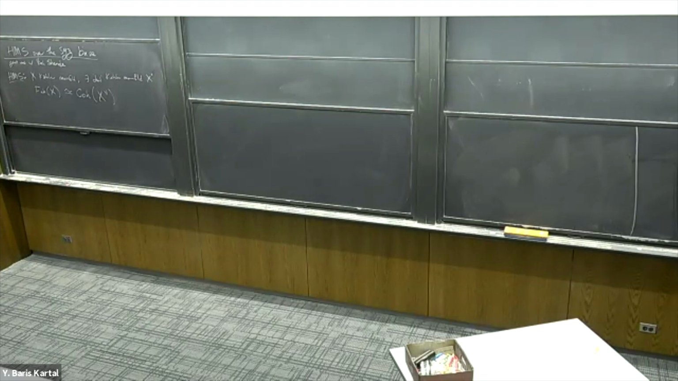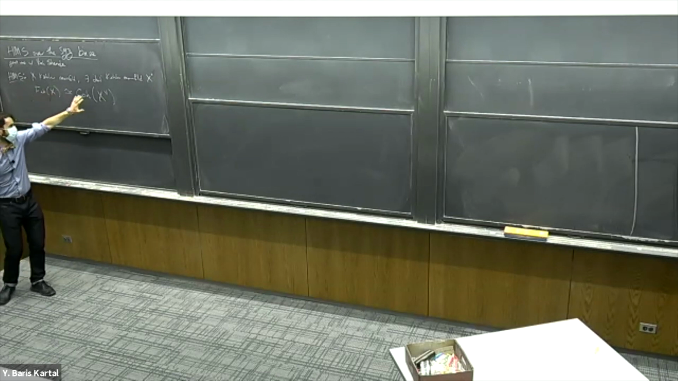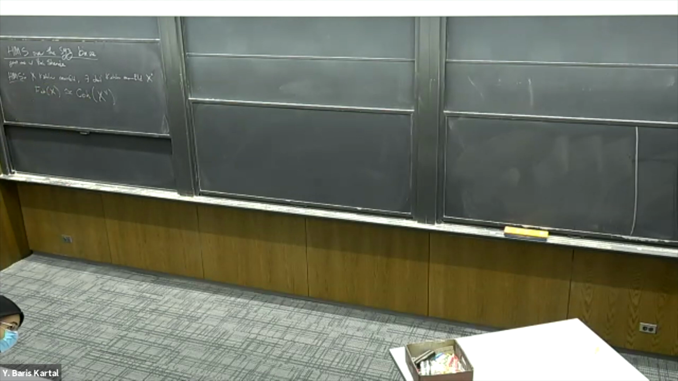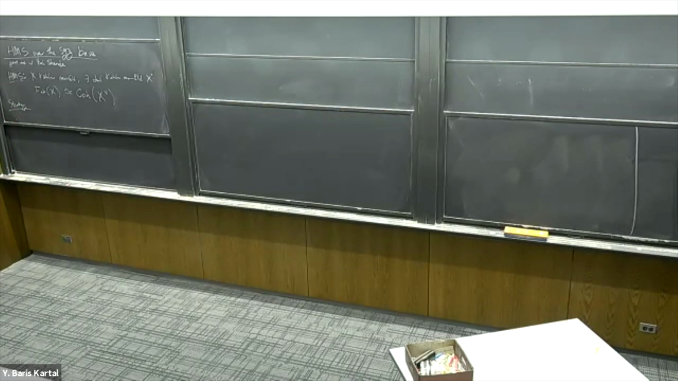And the strategy for proving this, if you're a mirror symmetry person, this is your goal in life: to prove some equivalence of categories like this in the most generality you can. And so how are we going to do this? Our strategy consists of two parts. And those are going to be the two parts of the talk.